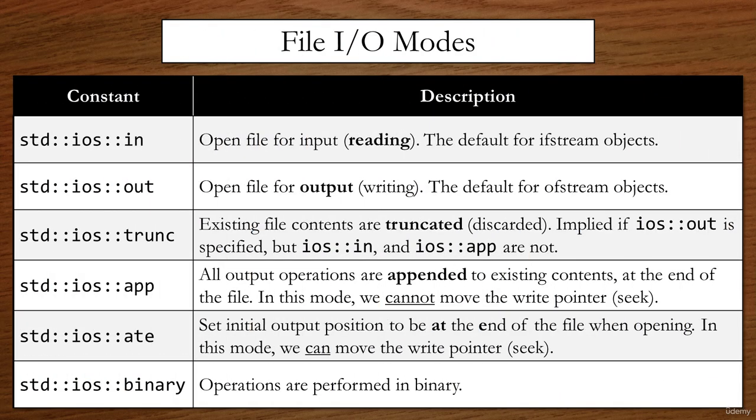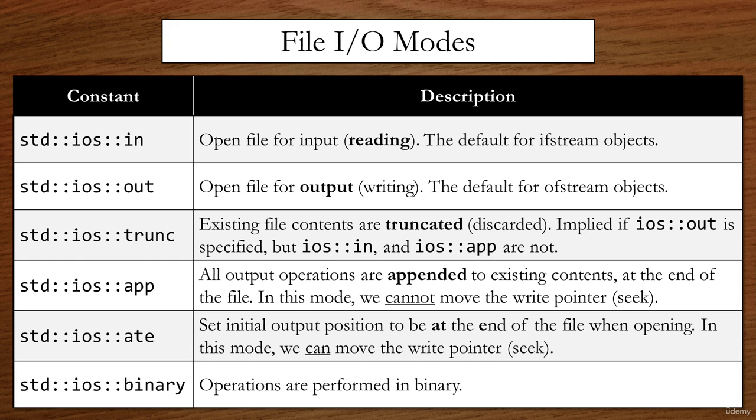We have a constant, in, for opening a file for input, so reading in other words. That is the default for ifstream objects, as I mentioned, and then out for opening the file for output, or in other words writing, and that is the default for ofstream objects. Then we can also specify trunc for truncation, in which case the existing file contents are truncated, or in other words discarded. This is implied if ios::out is specified but not ios::in or ios::app for append. With the append constant, all output operations are appended to existing contents at the end of the file. So in this mode, we are not truncating, we are appending to existing contents. Alright, so that is very handy.